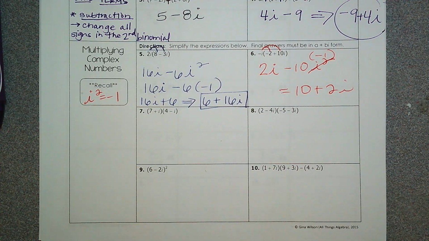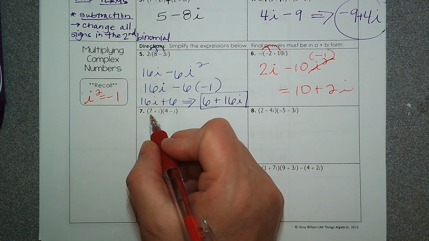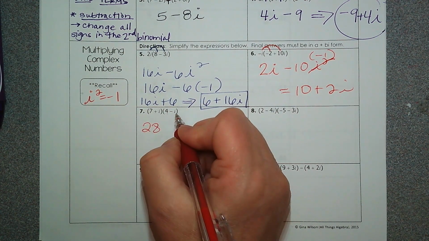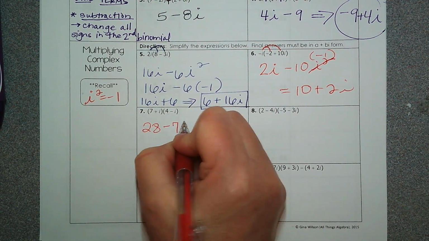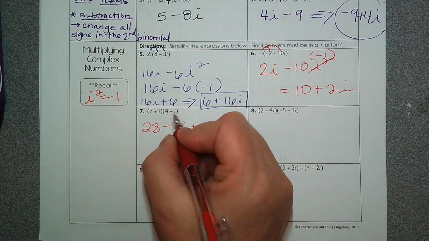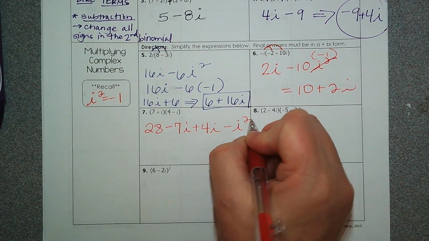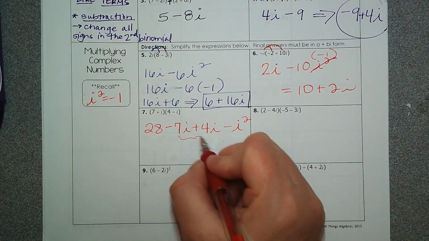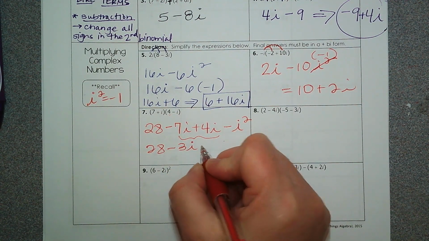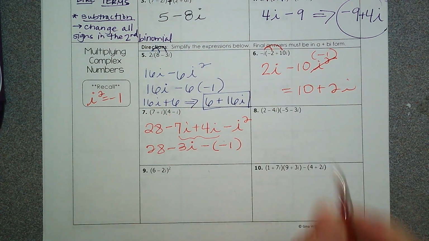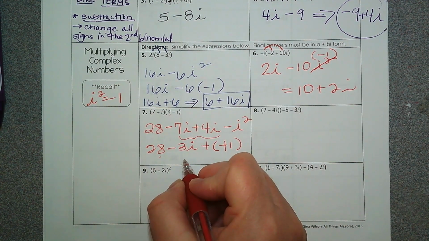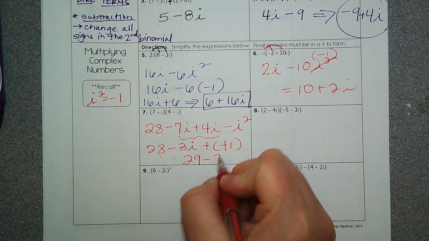Number 7. So we got to use FOIL. 7 times 4 is 28. 7 times -i is -7i. i times 4 is 4i. i times -i is -i squared. Combine like terms. Put -1 in place of i squared. So we have 28 plus 1 is 29 minus 3i.